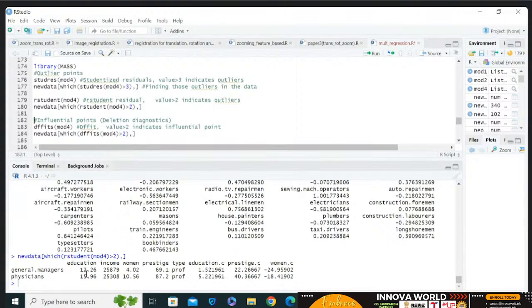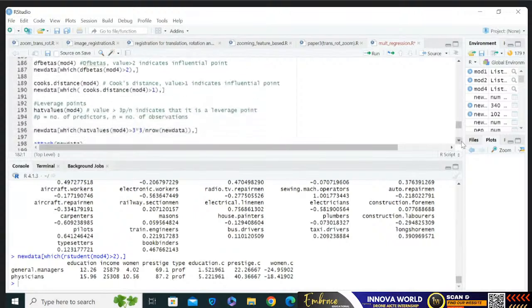Whenever we are improving our model, we'll be omitting these rows from the data, and then we'll do our further analysis. They are similar. This is Cook's distance, the Cook's distance of model 4, and the cutoff is 1. If for some rows the Cook's distance is greater than 1, then those points will be considered as outliers, and so on.